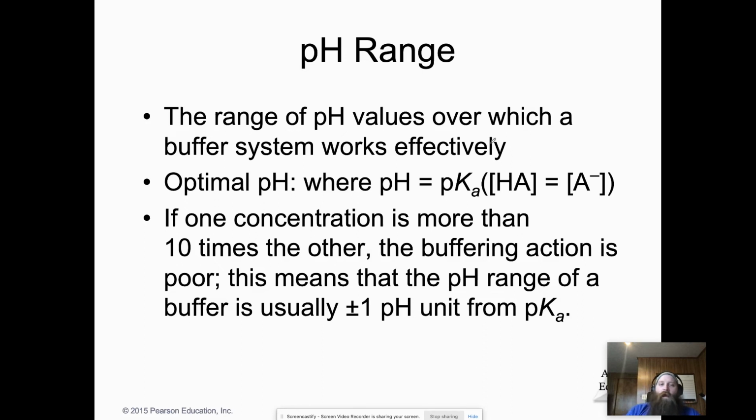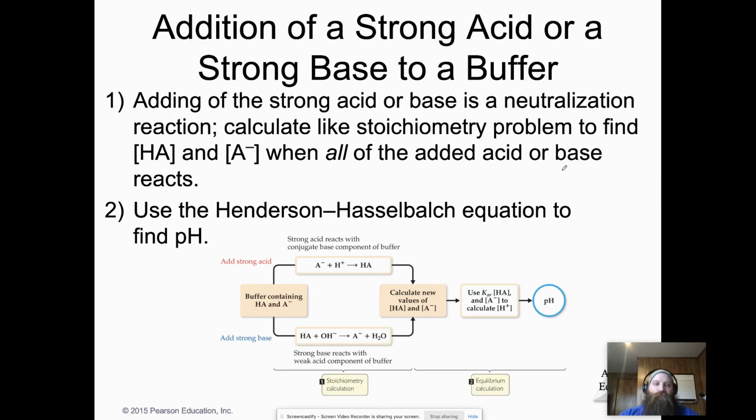buffer range. And the reason we can do that is because remember that to go from 1 to 2 on the pH scale is times 10. That's the acidity. And if you did from 2 to 3, that would be times 10. So from 1 to 3, you would be times 100. So since 10 times is about the limit, that's where the buffering action starts to break down. If we just say plus or minus 1 pH unit, we're looking at it as a magnitude of 10.